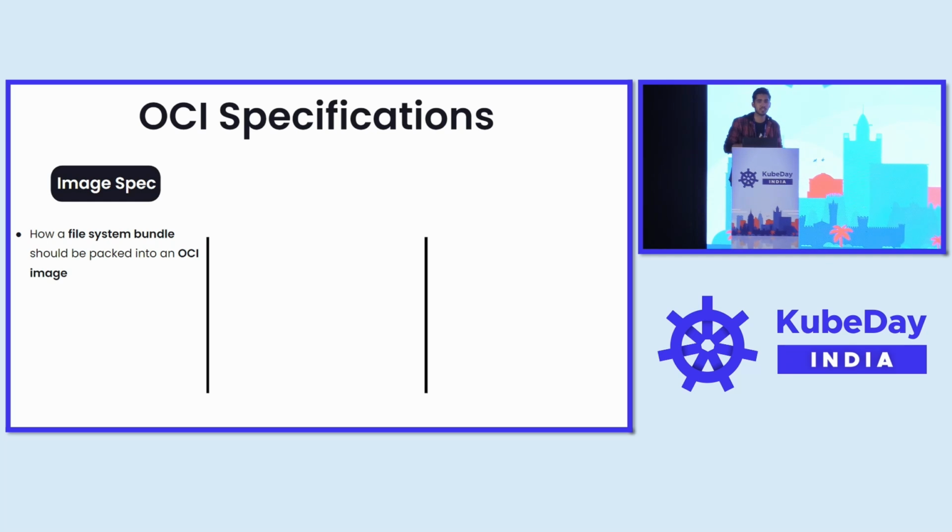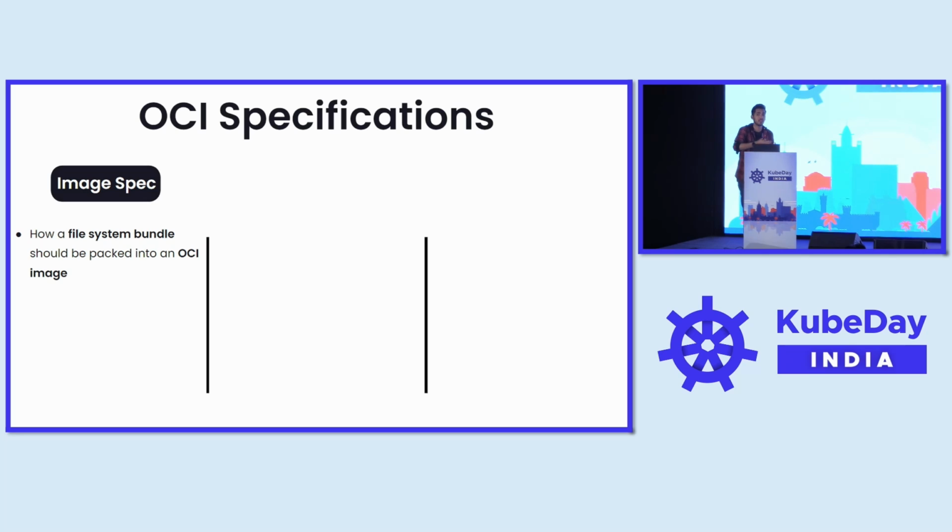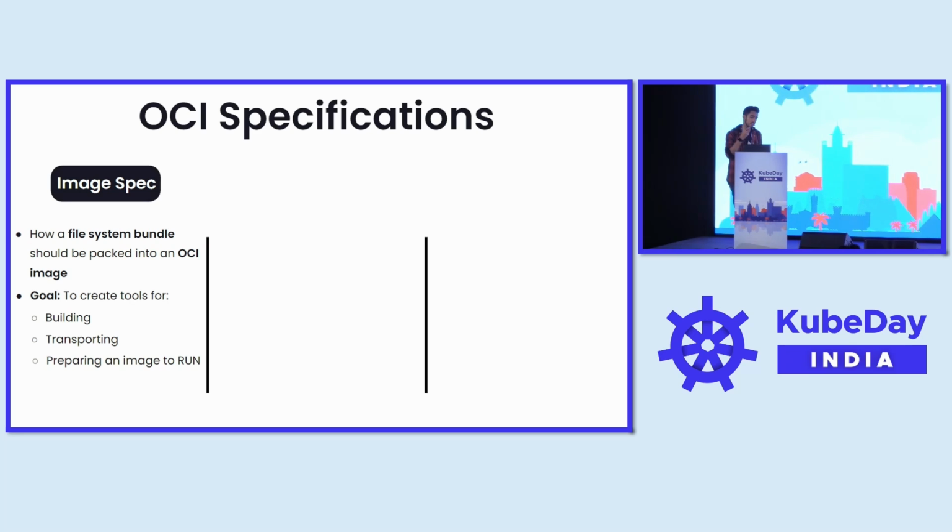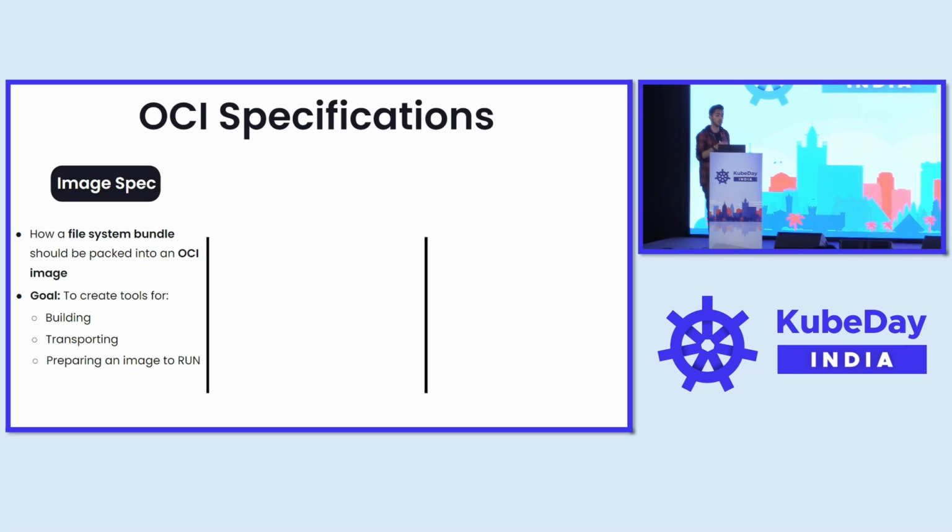In the image specification, you will find all the information, all the rules that need to be followed in order to create an OCI image, right? It basically defines how a file system bundle should be packaged. The goal was to create tools for building, transporting, and preparing an image to run. So how do we prepare a container image? How would it look? How would we structure a container image? Everything is mentioned inside the image specification, right? And these are some of the tools that follow the image specification. We have Docker, we have BuildKit, we also have Podman right here, and we have a bunch of other tools that have now been developed, and each and every one of them follows this particular image specification.